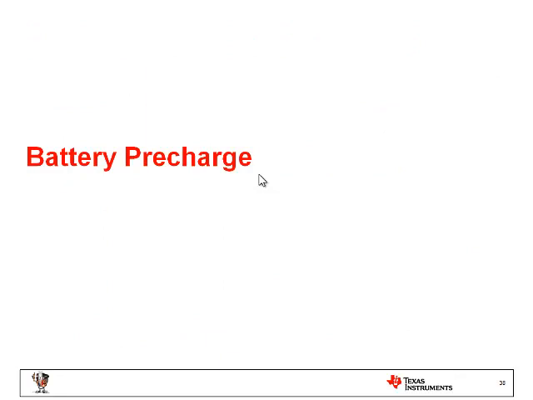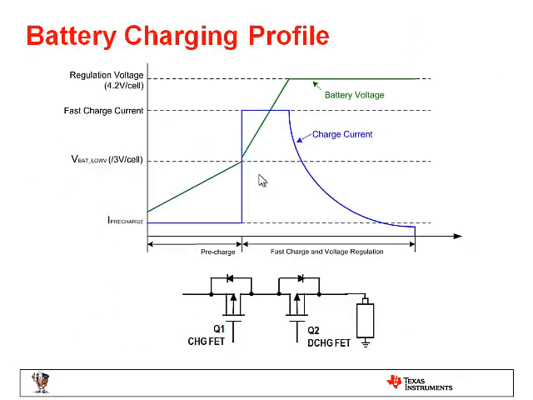Precharge. Typically, in a battery pack, there will be a pair of charging and discharging MOSFETs, Q2 and Q3, connected between the battery cell and the charger. The typical waveforms show a much lower precharge current once the battery is below, let's say, 3 volt per cell.